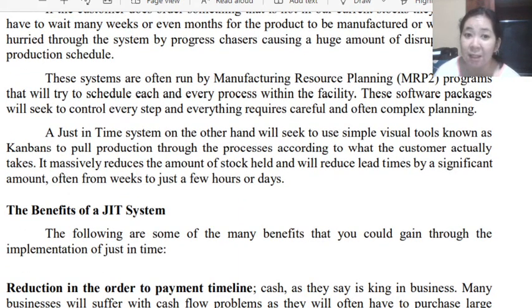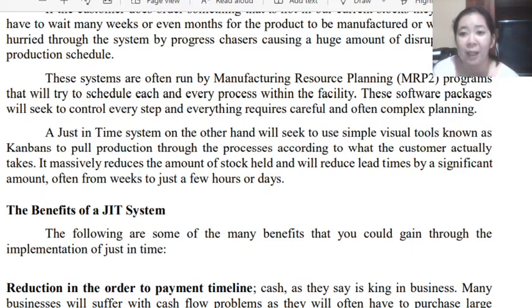A just-in-time system, on the other hand, seeks to use simple visual tools known as Kanbans. They pull the production through the process according to what the customer actually takes. It massively reduces the amount of stock held and will reduce lead times by a significant amount, often from weeks to just a few hours or days. That's how efficient a just-in-time system is compared to traditional manufacturing. That's why, as mentioned earlier, most of the entities now are using this system.